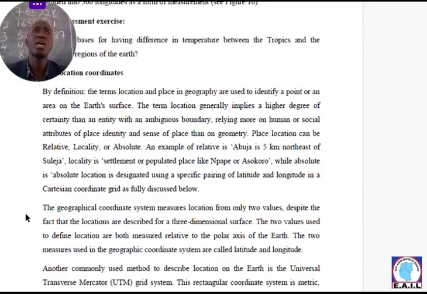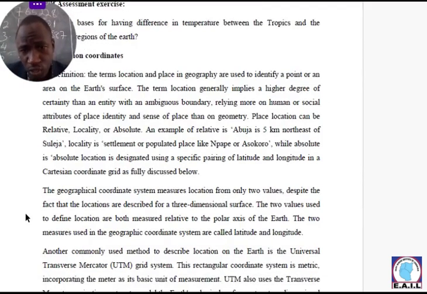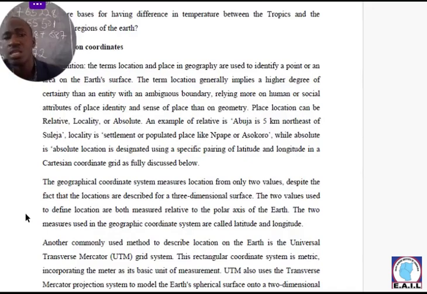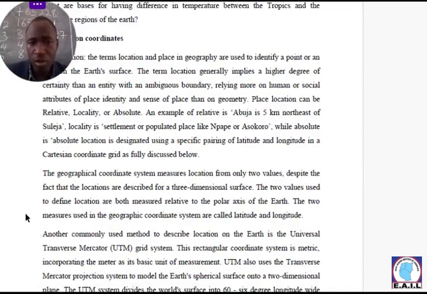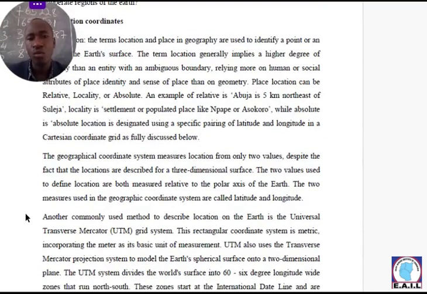With the absolute, I told you that it deals with the use of latitudes and longitudes. When we proceed, we are going to be seeing that in terms of the use of longitudes, we shall be borrowing the idea of the Universal Transverse Mercator, known as the UTM grid system. We use it for the absolute location in terms of latitudes and longitudes.